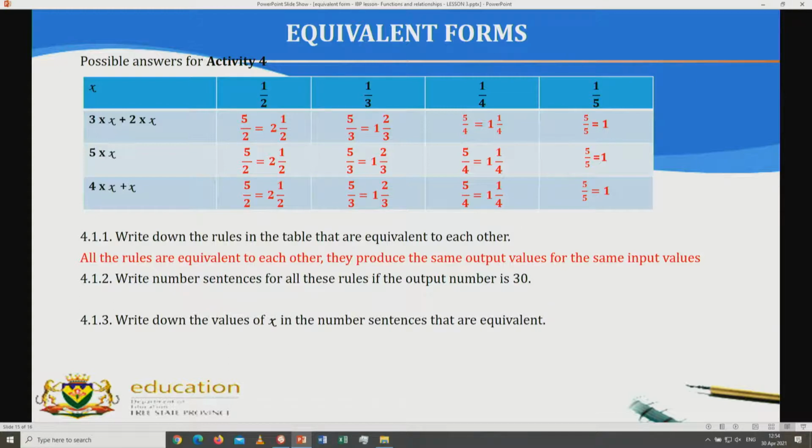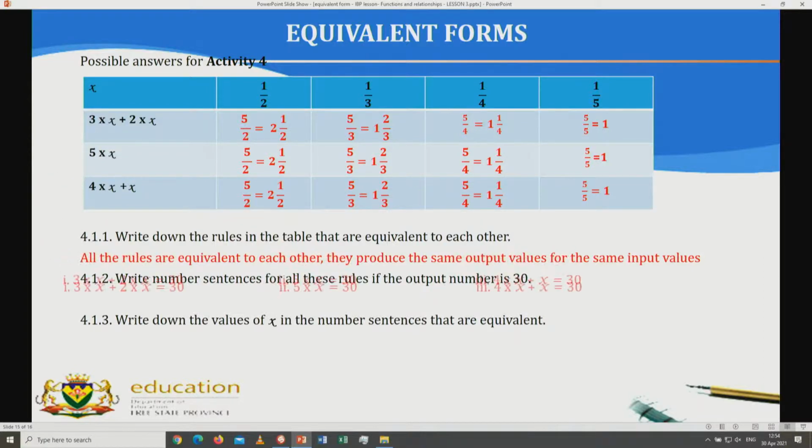Even though we did only the first one, we have realized that all the rules are giving us the same answers, even though they are not the same. But because the input values are the same, therefore the output values are the same, therefore the 3 rules are equivalent.